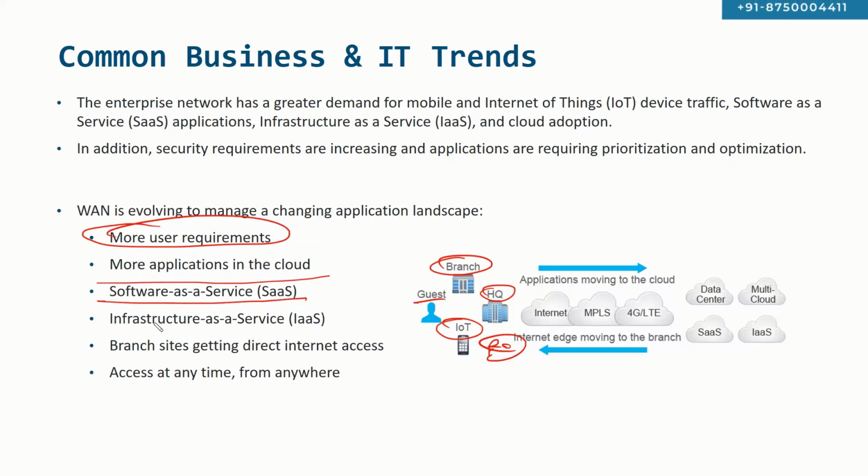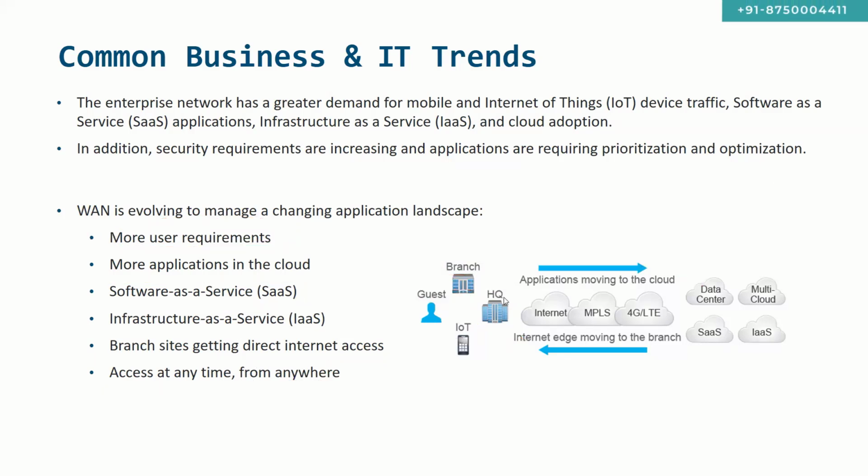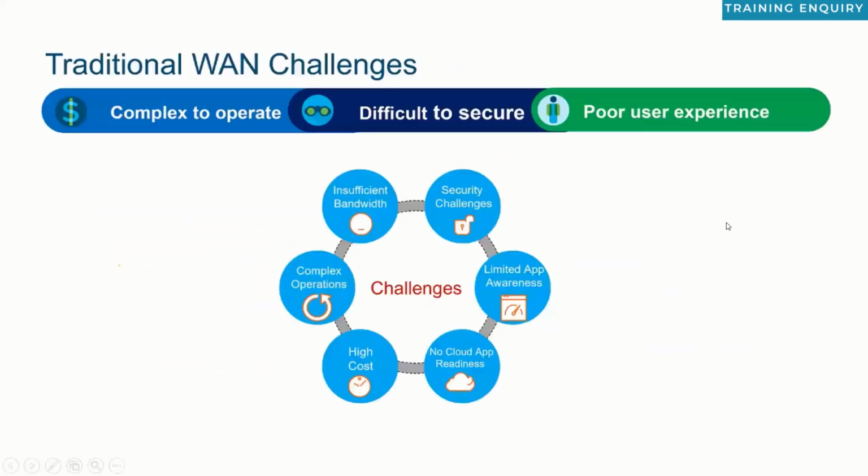You also have infrastructure as a service, as I told you, and branch sites getting direct internet access, which means that we want our branches to directly access the internet. I have already given you the justification behind that. But the point is that branch users should have direct internet access. They should not backhaul into the DC and then go to the internet from the DC. That's not something that we should follow. So access at any time from anywhere is also another requirement. All these requirements will be fulfilled with the help of SD-WAN.